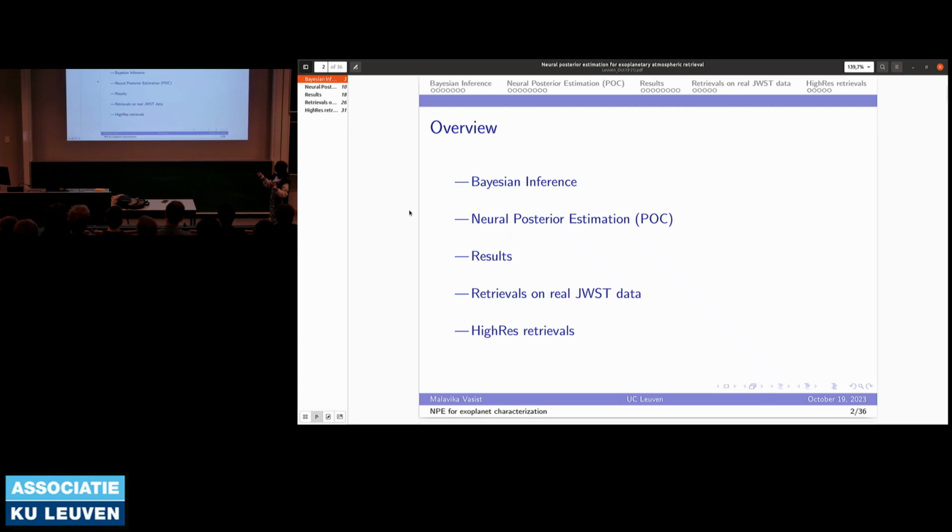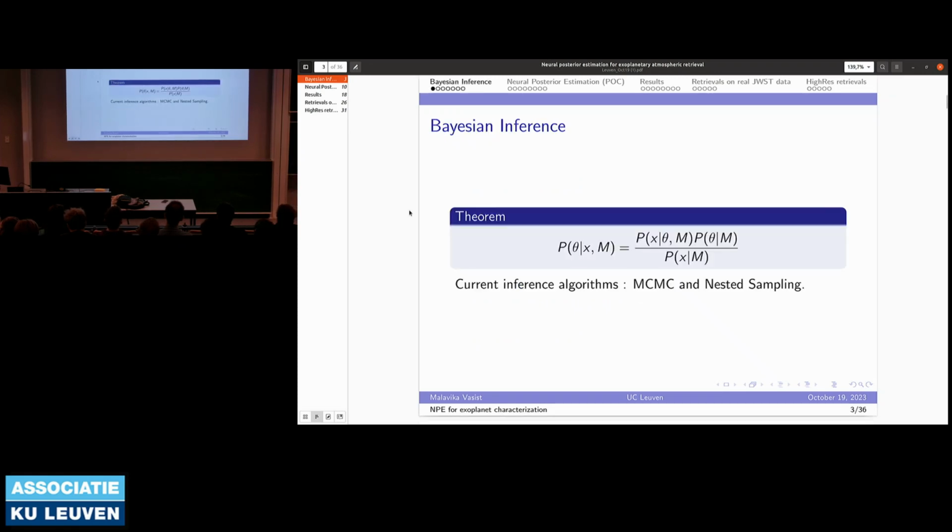So this is the overview of my talk. I want to first start with the Bayesian inference framework, for those of you who might not be familiar with it, and then talk about neural posterior estimation and how it fits into this framework, and discuss some results that I have got over the past few months. That's the proof of concept, and once that's done, I want to talk about applying this framework on real JWST data, which is a work in progress, and then also talk about adapting it to high resolution spectrum, which is also a work in progress. So yeah, let's start.